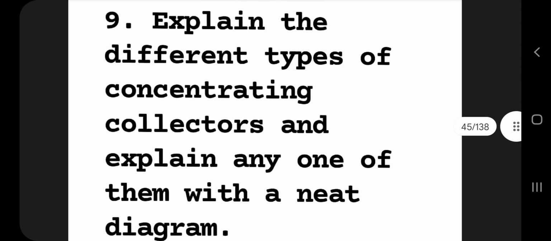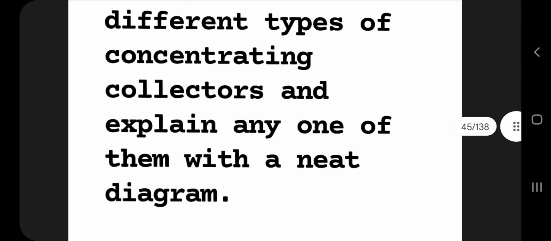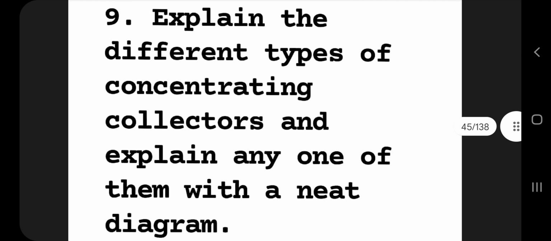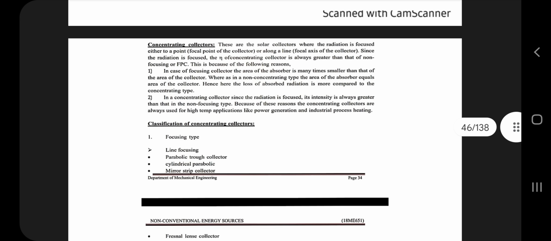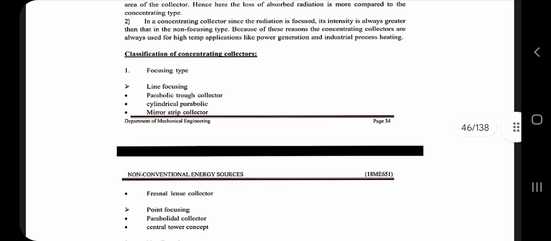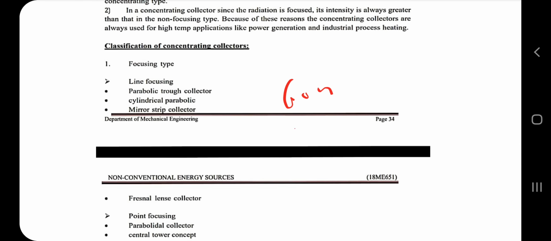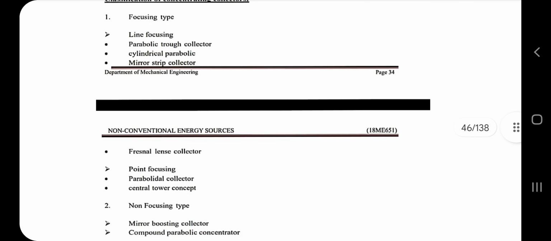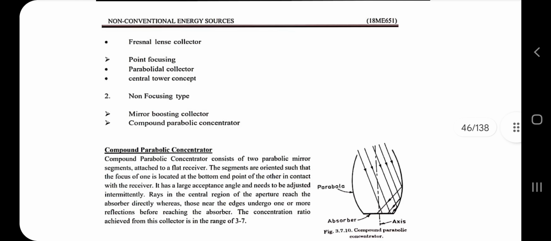Then we have to explain the different types of concentrating collectors. Explain any one with a neat diagram. So what are the concentrating collectors? First we have to explain that, then choose your favorite and explain it. I'll tell you a few very simple ones. There are two types as I told, concentrating and non-focusing. Concentrating are these types and the non-focusing are these types.